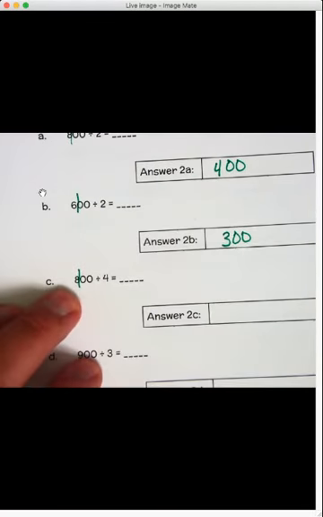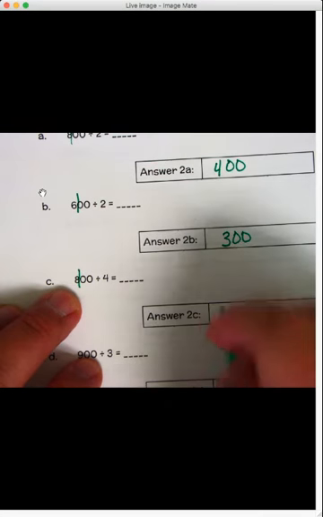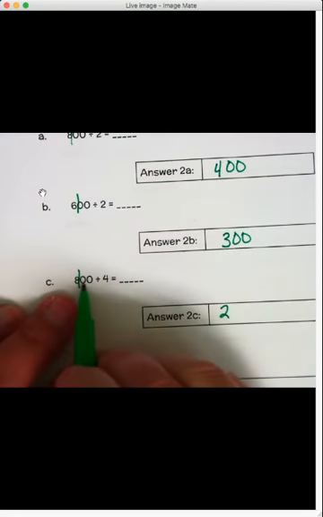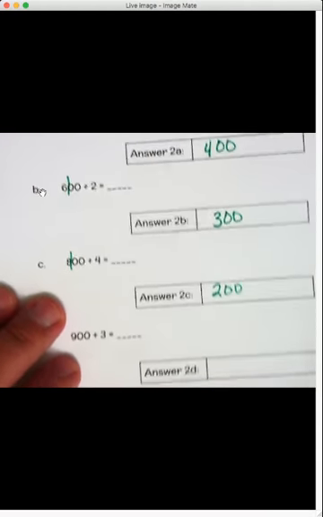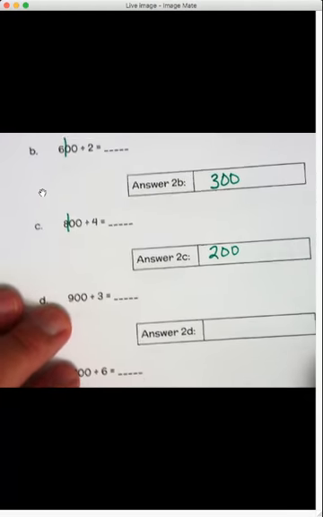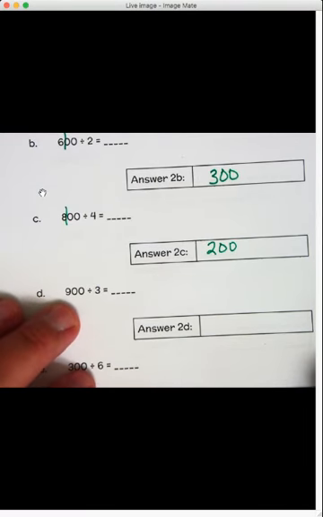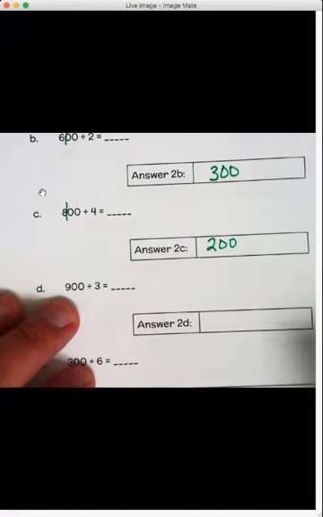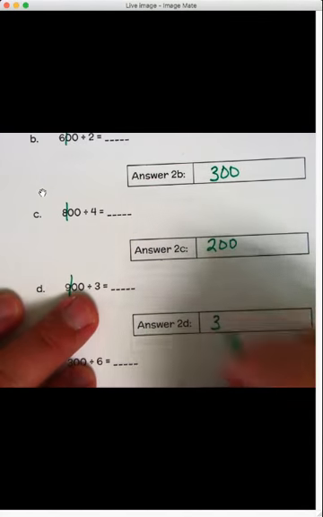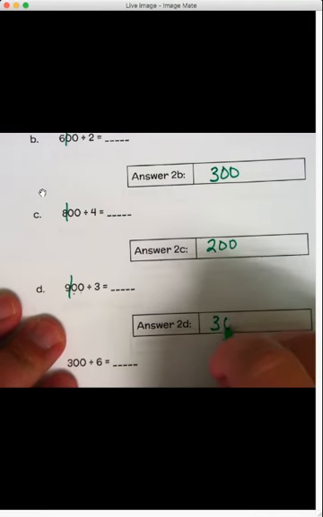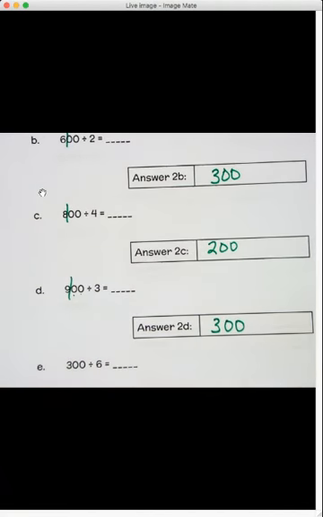800 divided by 4. What's 8 divided by 4? It's 2. And we'll add the 2 zeros. 2 times 4 is 8. All these factors, multiples, all those things we've been doing the last few days, they're part of all this, aren't they? 900 divided by 3. Let's take the 9. 9 divided by 3 is 3. And we'll add 2 zeros. 900 divided by 3 is 300.